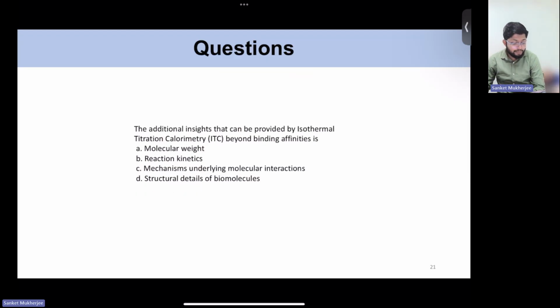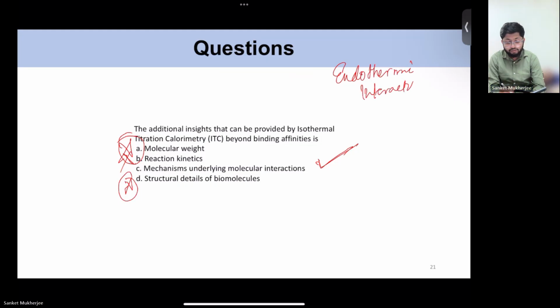The additional insights that can be provided by isothermal titration calorimetry beyond the binding affinities are molecular weight, reaction kinetics, mechanisms underlying molecular interaction, or structural details of biomolecules. So definitely we cannot know the molecular weight or the reaction kinetics as well from isothermal titration calorimetry. Structural details can also be figured out, but the mechanism underlying the molecular interaction, whether it is an endothermic reaction or an exothermic reaction, these kind of things can be figured out.